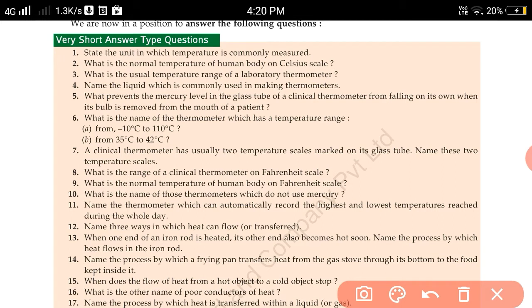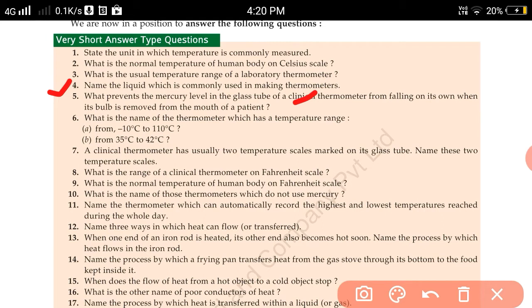And fourth question is, name the liquid which is commonly used in making thermometer. It is mercury. Fifth question is, what prevents the mercury level in the glass tube of a clinical thermometer from falling on its own when its bulb is removed from the mouth of the patient? It is due to the presence of a kink inside it.